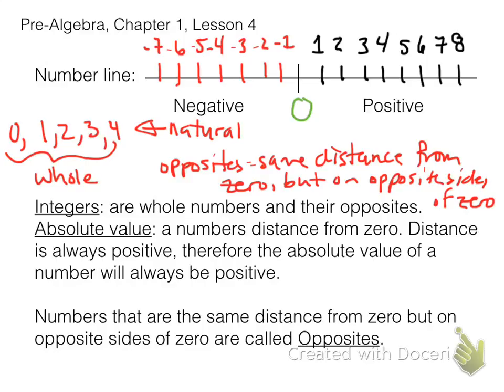Okay. Absolute value. Absolute value is the distance a number is from 0. So the absolute value of 1 is 1 because 1 is 1 unit from 0. And -1 is also 1 unit from 0. So therefore, and we'd use absolute value bars to show absolute value, the absolute value of -1 is 1 because -1 is 1 unit from 0.